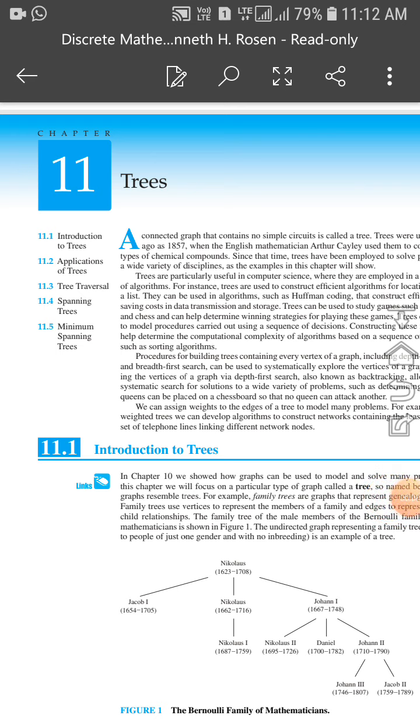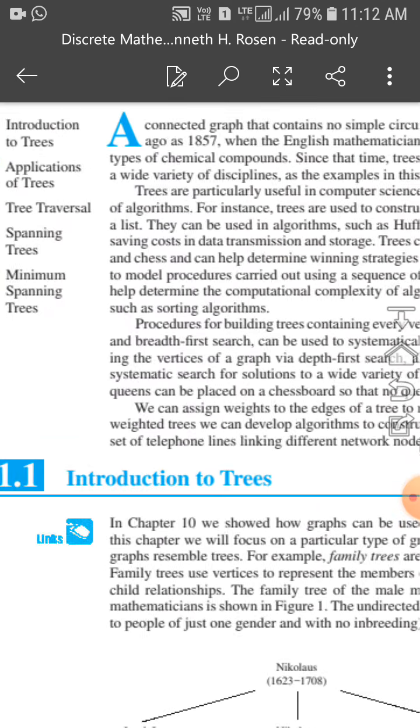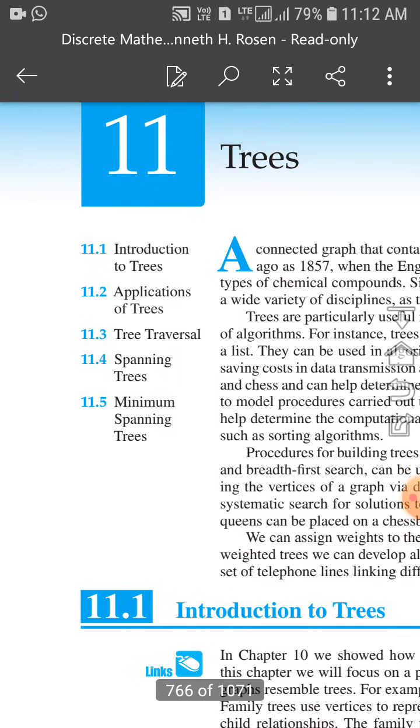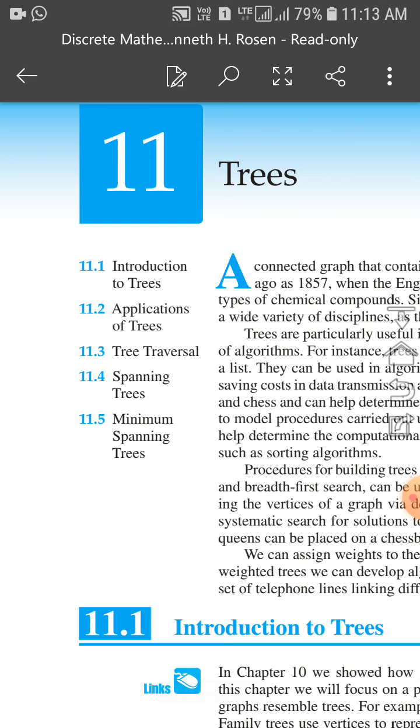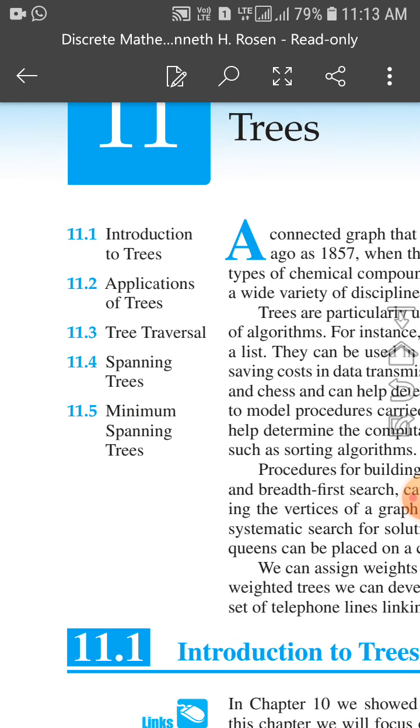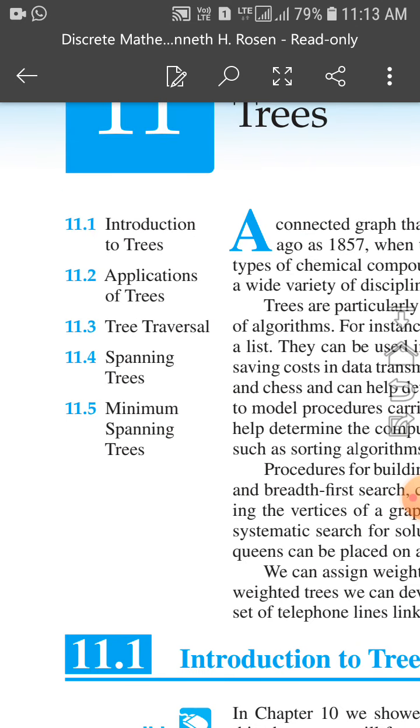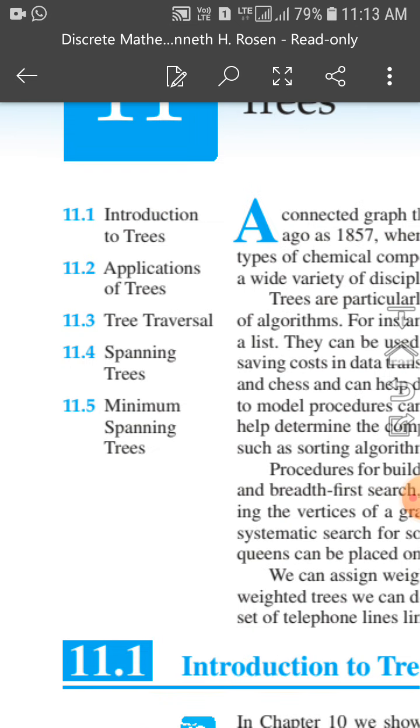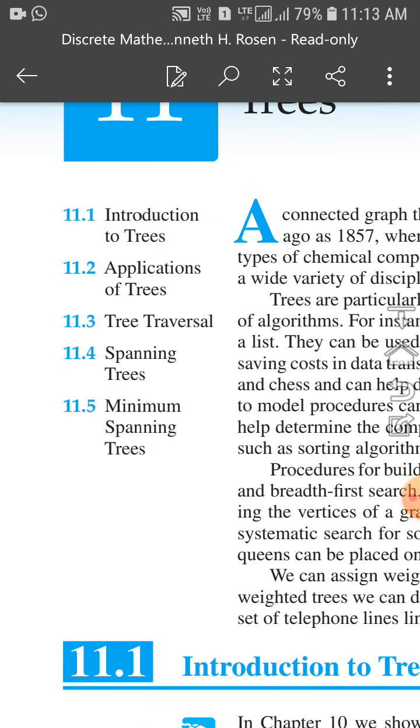Students, we'll learn trees today. Now observe, this is from Discrete Mathematics by Kenneth H. Rosen. Now observe, in this trees graph subtopic, how many topics are there in trees: introduction to trees, applications of trees, tree traversal, spanning tree, and minimum spanning tree. In this, the last two are very important: spanning tree and minimum spanning tree. How to find out these things?